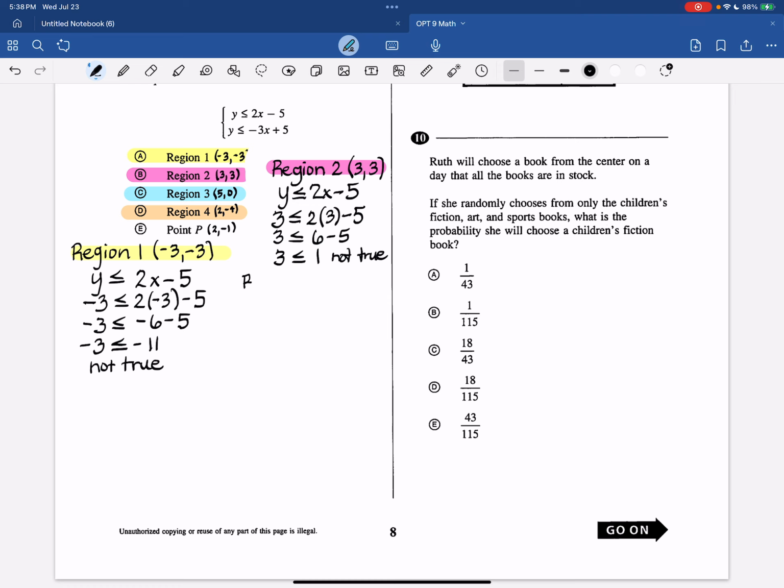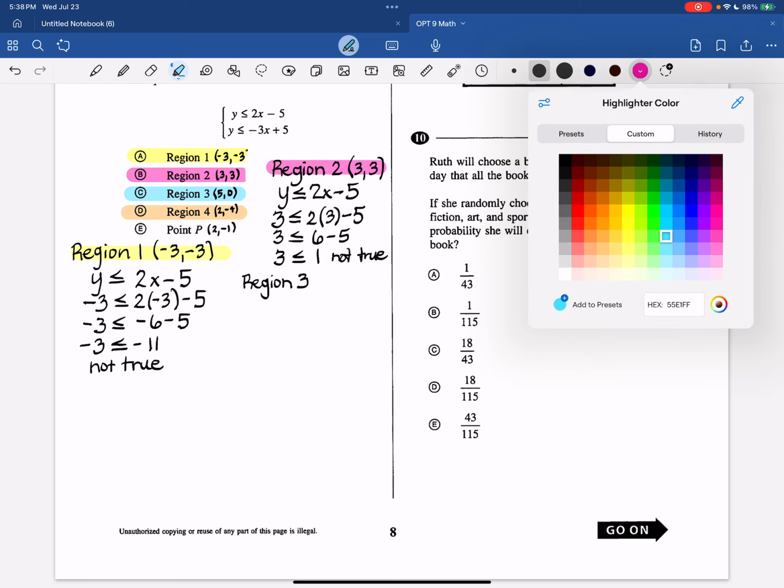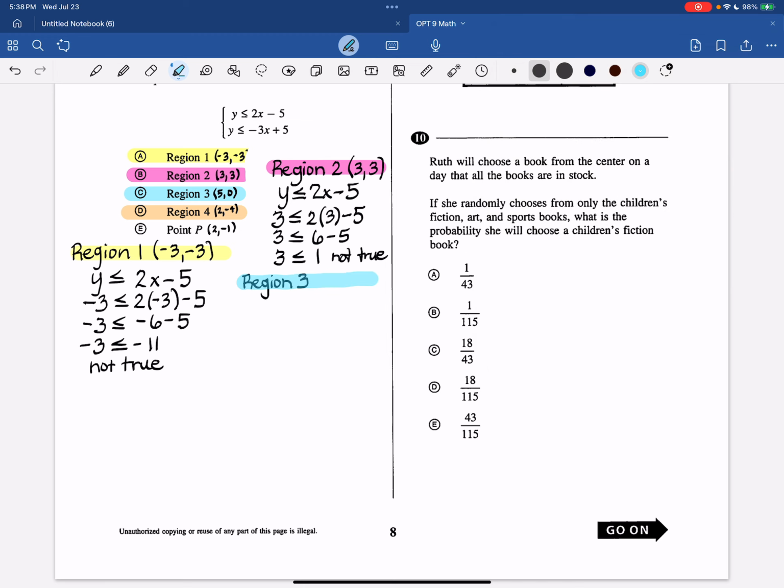All right, let's try region 3. And I'm doing region 3 with blue. And the point I chose there is (5, 0). So write down your inequality.